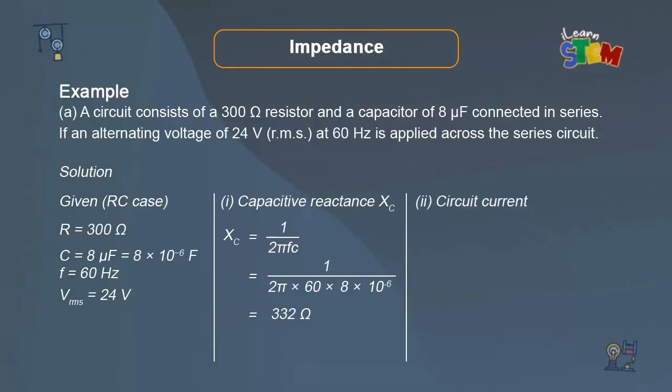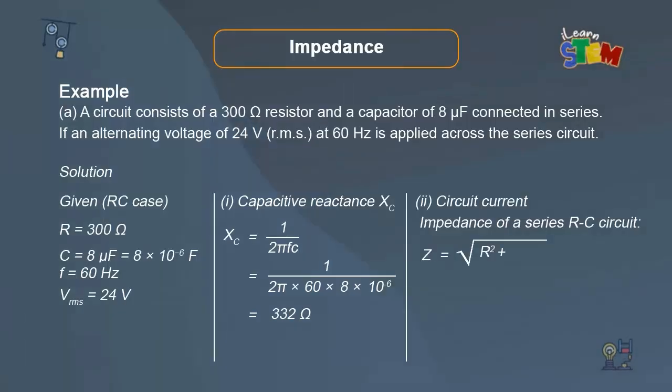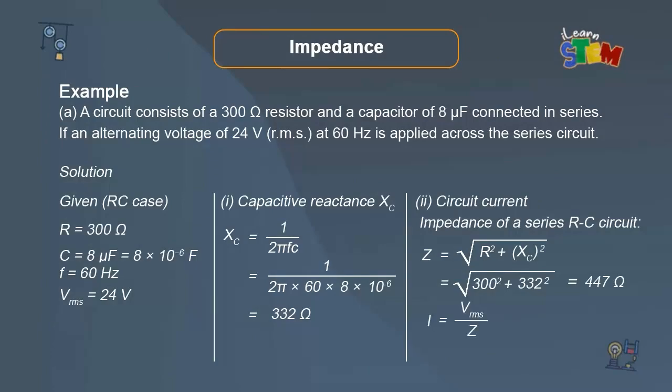Part 2. Finding the current in the circuit. The impedance of a series resistor capacitor circuit is equal to the square root of the sum of the resistor squared and the reactance squared. That is, the square root of 300 squared plus 332 squared. This equals about 447 ohms. Now, current equals voltage divided by impedance. That is 24 divided by 447, which gives approximately 53.7 milliamps.